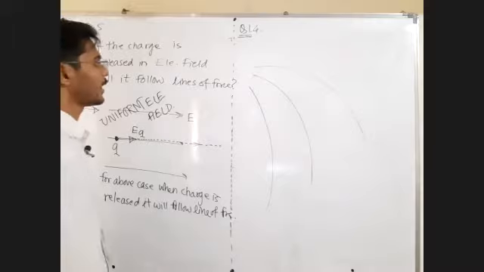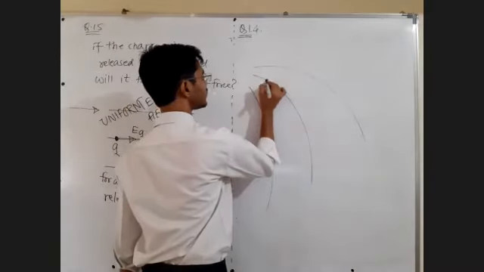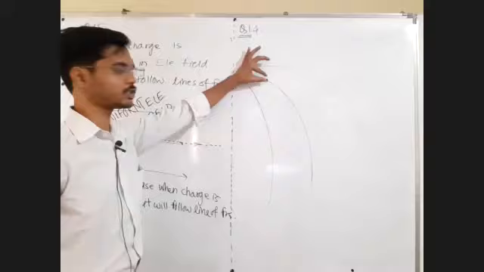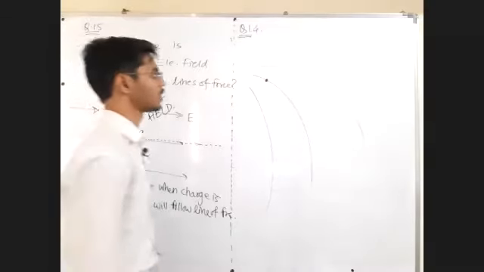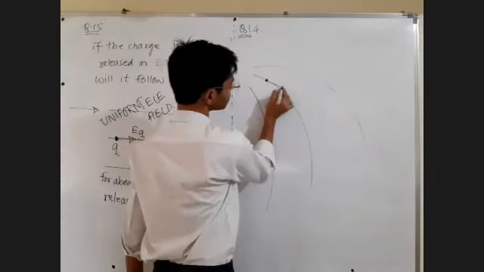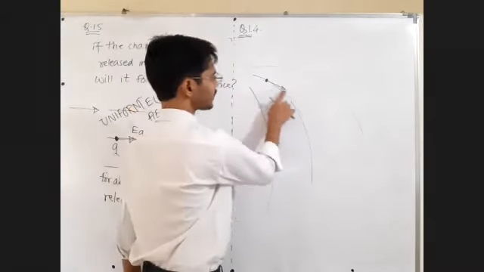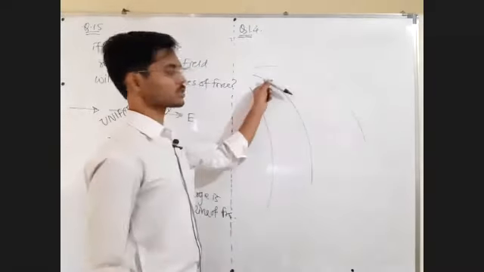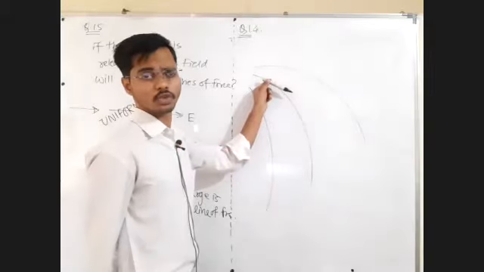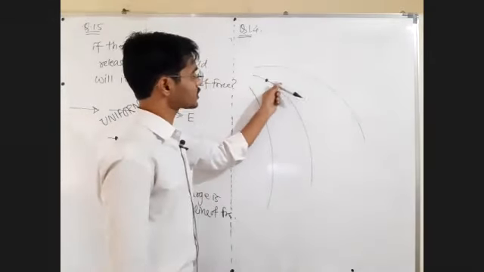Okay. And let's say we release the charge here at this point. Initially charge is here, we just released it. Initially the force will be acting like this. A very small distance equal to dr, it will travel in this direction, because initially it had no motion, but now the motion has started. So now the velocity is like this.